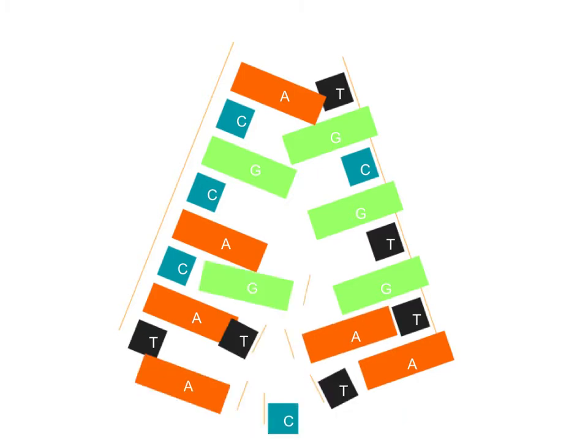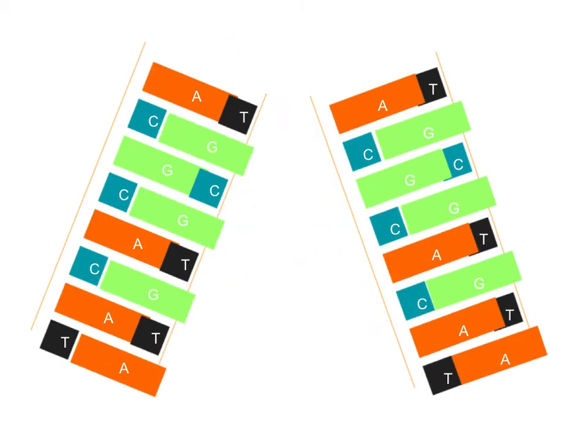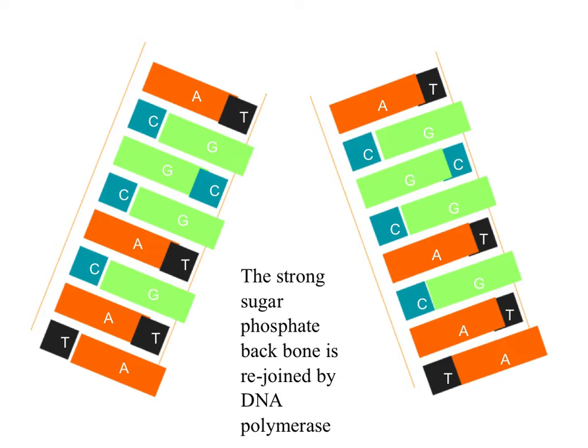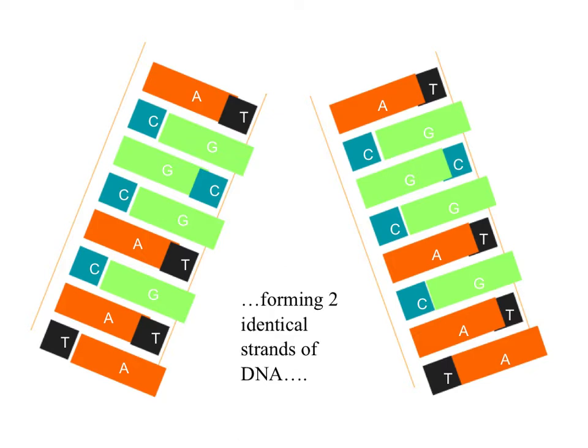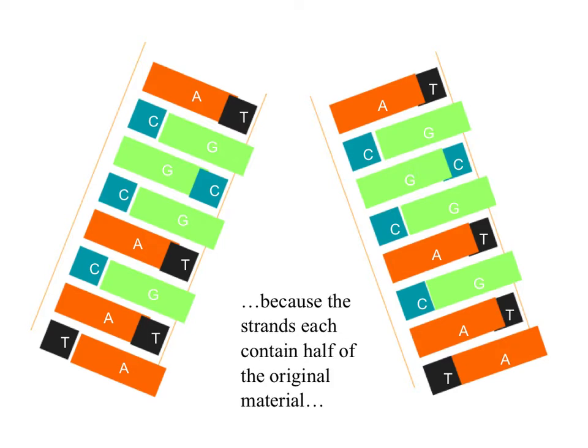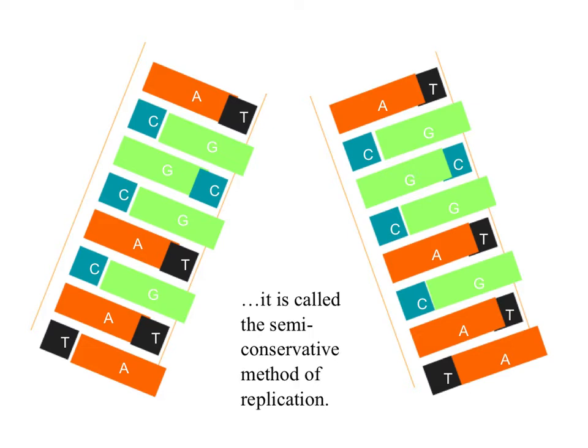And then what happens then, we get complementary base pairs, okay, that then will attach to each strand of DNA. The strong sugar phosphate backbone is rejoined by DNA polymerase. That is an enzyme. So what happens then, once all the extra nucleotides are joined up, okay, an enzyme then rejoins all the bonds together, okay, and it forms 2 identical strands of DNA. So now we have 2 of the exact same. Because each strand contains half of the original material, it is called semi-conservative method of replication.